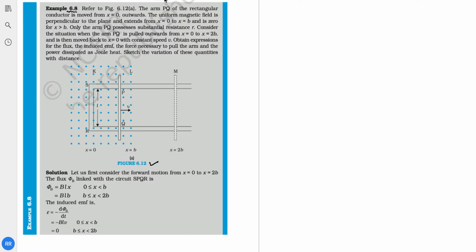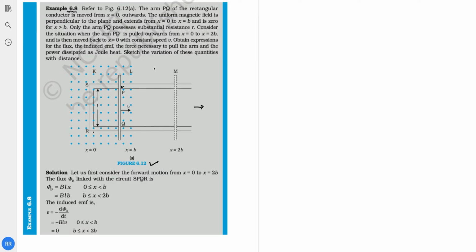Here the arm PQ of the rectangular conductor, डायग्राम किया हुआ है हमने, is moved from x is equal to 0. वो इधर से मूव करना शुरू करती है. It starts moving from x is equal to 0 outward, इस डायरेक्शन में मूव करती है, in this direction.